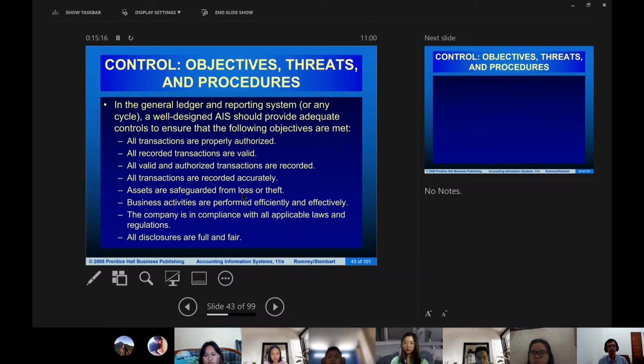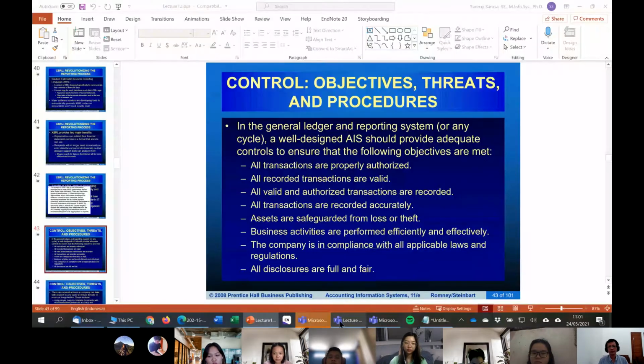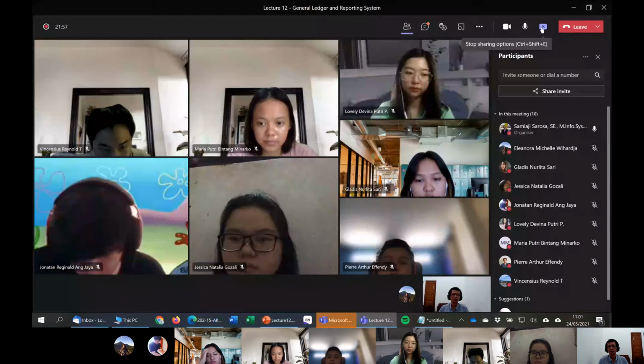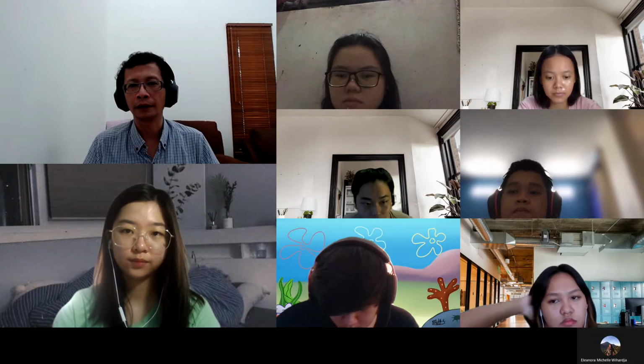Okay. So in general, the objective for general ledger and reporting system is to have all transactions properly authorized, all recorded transactions are valid, all valid and authorized transactions are recorded, and all transactions are recorded accurately, assets are safeguarded from loss or theft, business activity is performed efficiently and effectively, the company is in compliance with all law and regulation, and all disclosure is full and fair. Okay. So that's for the general ledger and reporting system.